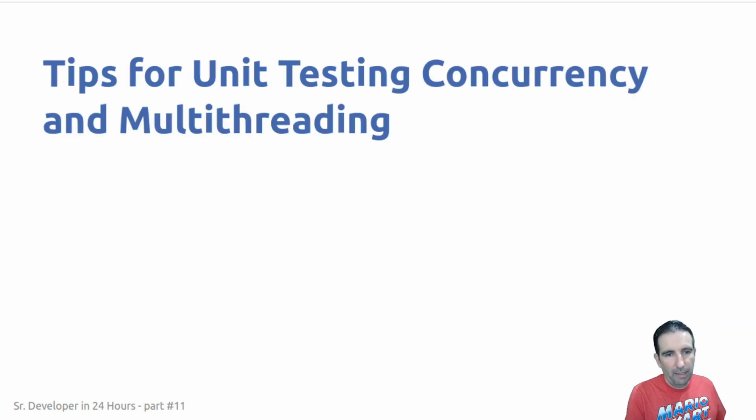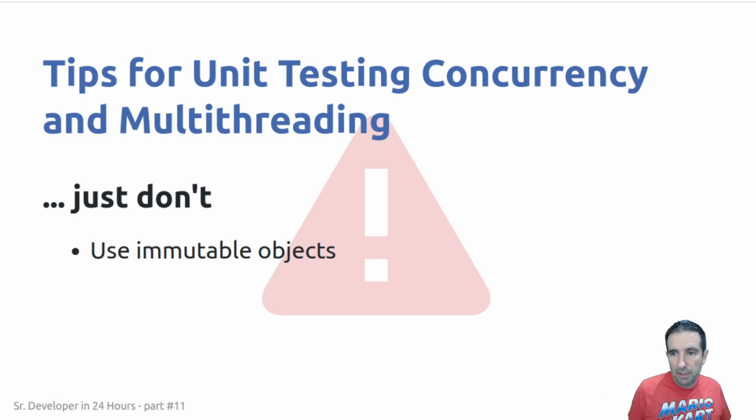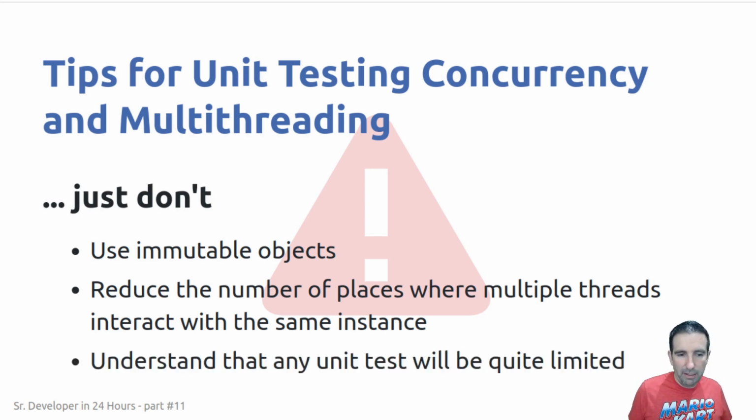All right, now let's talk about some tips for unit testing, concurrency, and multi-threading. And overall, just don't try to test this. As much as possible, try to switch over to immutable objects, reduce the number of places where multiple threads interact with the same instance of an object. And at the end of the day, you have to understand that any unit test that you do on multi-threading and concurrency is going to be quite limited, or it's going to be extremely onerous.